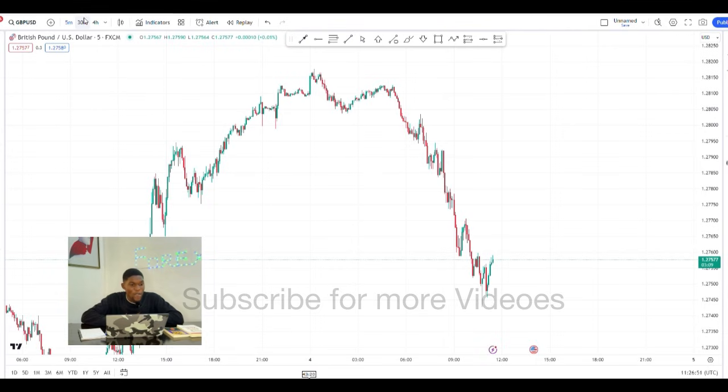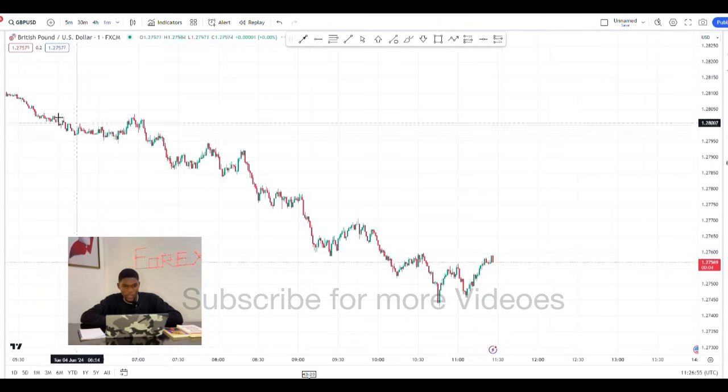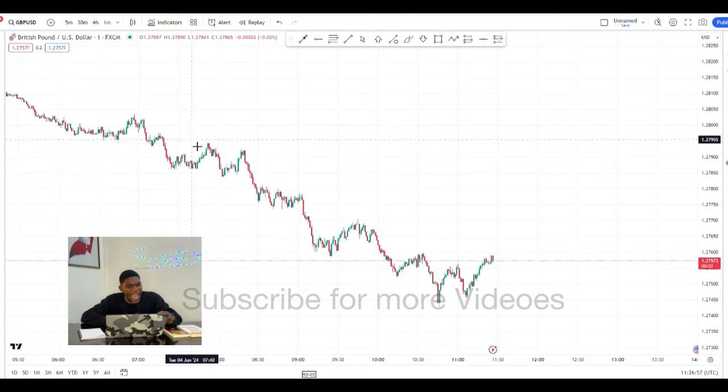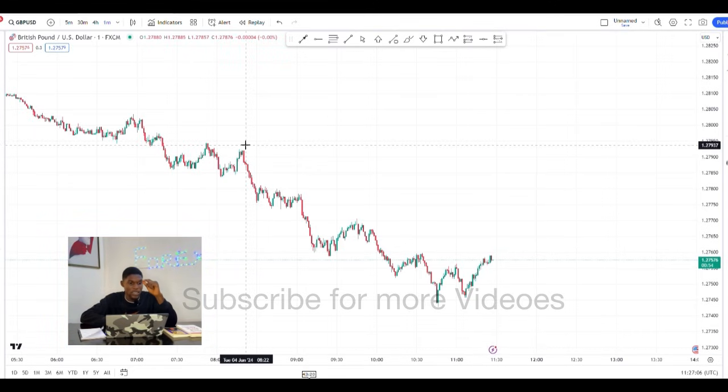Now, if you look at the market in, let's say, a 1 minute time frame, you now start seeing how these little candles are made. So the market actually makes candles every single second, but you can decide the time frame in which you want to use to see the market.